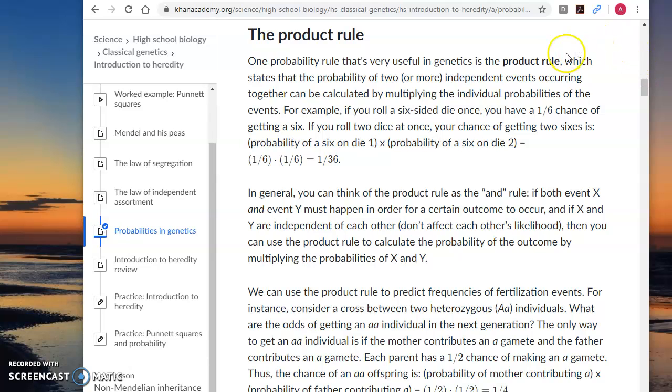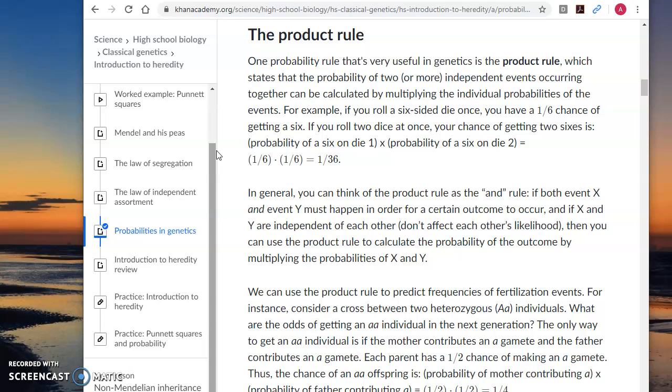So the product rule is used when you're looking for the probability of two or more independent events occurring together. Okay, and if you're looking for that, then you can find that by multiplying the individual probabilities of these events. The example it gives you here is if you roll a six-sided die once, you have a 1/6 chance of getting a 6, and we all understand that.